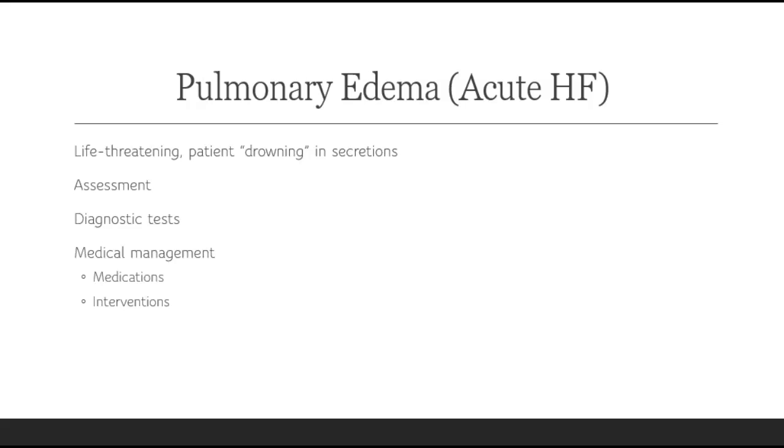Interventions, you want to administer oxygen. Probably a non-rebreather. If they're bad enough, they can possibly be intubated. You want to have them sit upright with their legs in the dependent position to decrease that venous return. This is going to help relieve pulmonary congestion and dyspnea. You want to auscultate those lung sounds, provide emotional support, check those vital signs, and have a strict I&O and watch their electrolytes.